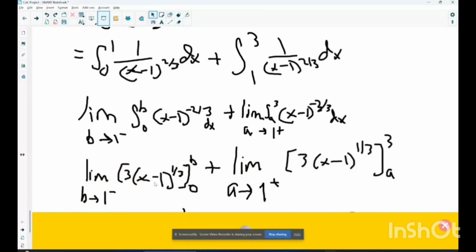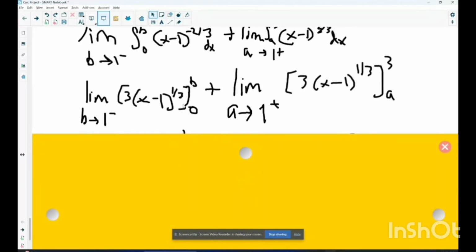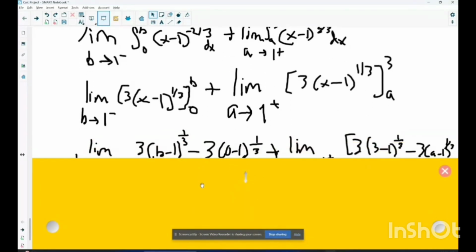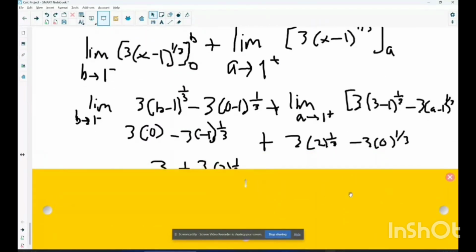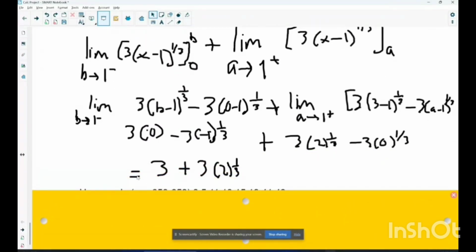Take the antiderivative. Get that 3 times x minus 1 to the 1/3. Then you plug in b for here and a for here. As you plug in, it's pretty simple from there. Then you just plug back in 1 later on. And as you realize, you'll get the answer is 3 plus 3 times 2 to the 1/3. And as you see, it is clearly converging since it's a real number.